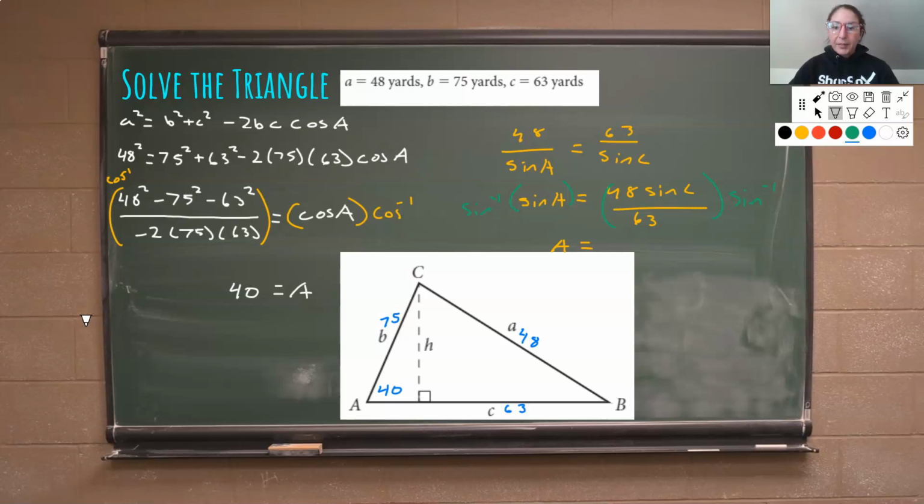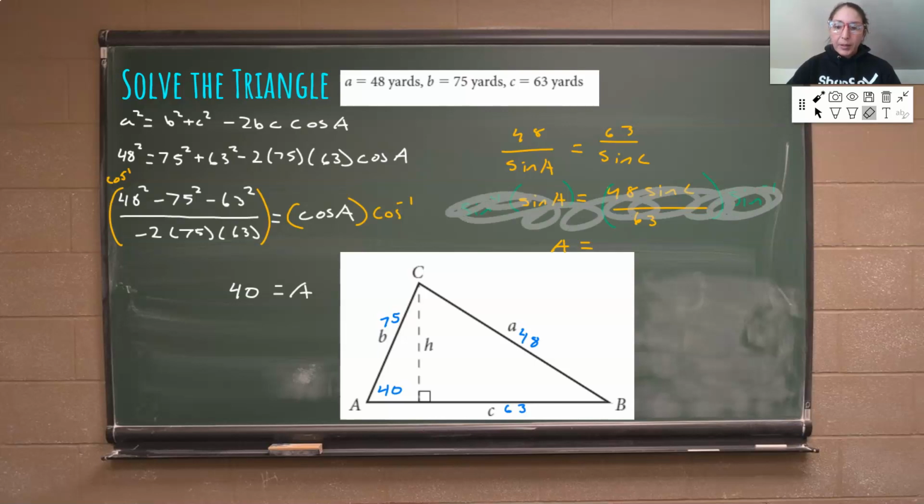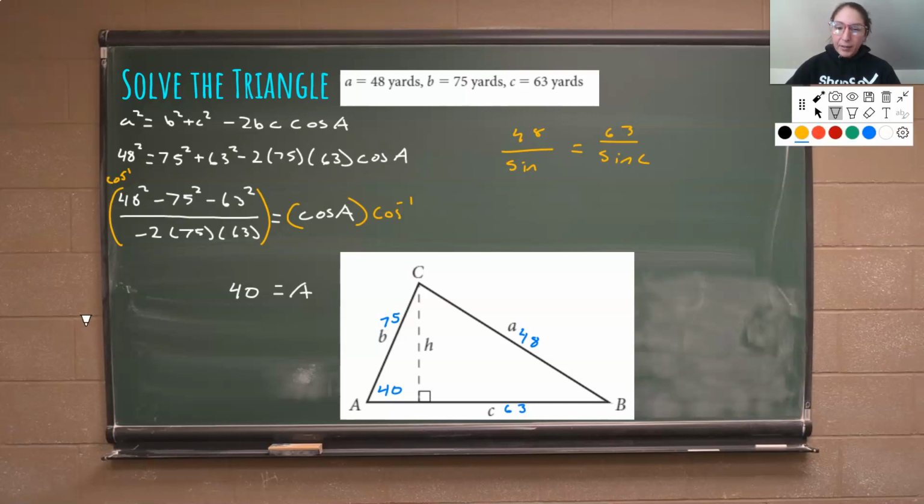Oh, excuse me. Sine of A is not sine of A. Pardon me. I was just writing out and not thinking. That's not sine of A, right? Because we know A, that's sine of 40. Okay, now cross multiplying, we would get 63 times sine of 40. These guys cross multiply. We're going to divide by 48 now because we're not solving for sine of A. We're solving for sine of C.